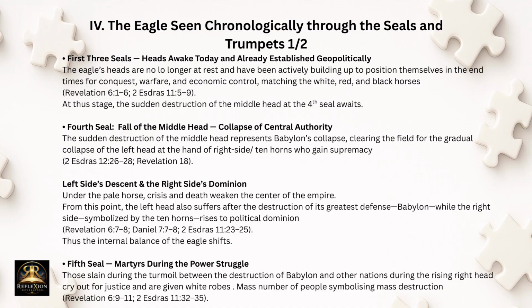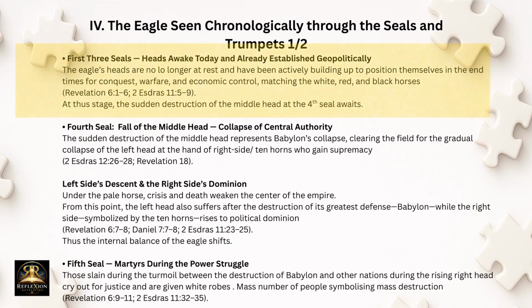The eagle seen chronologically through the seals and the trumpets. So this is where we just overlay this eagle and its timeline, so to speak, because there's some key events that we can look at and link to the seals. So the first three seals, the heads are awake today and already established geopolitically.